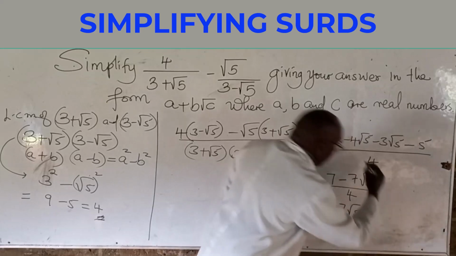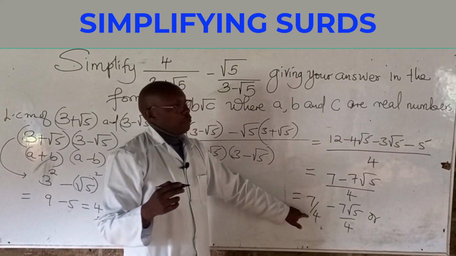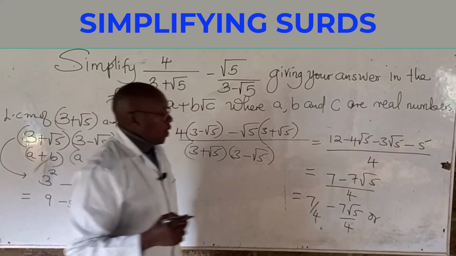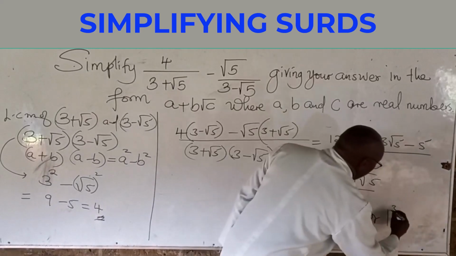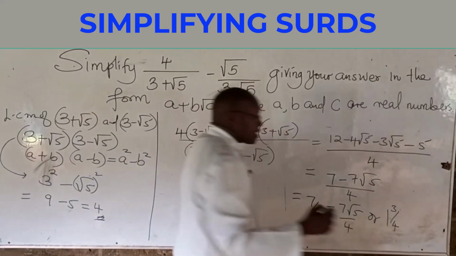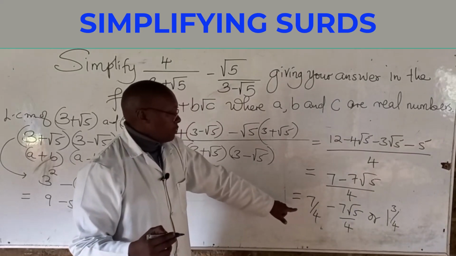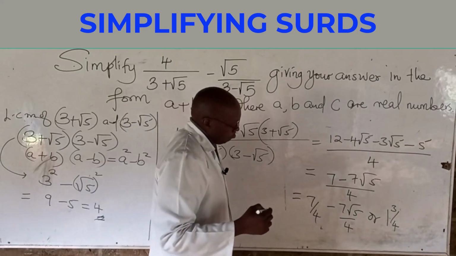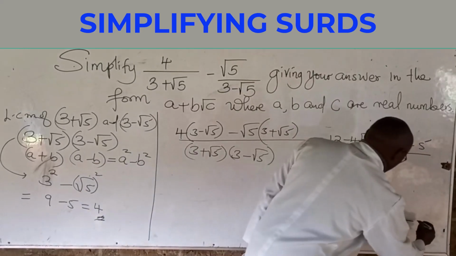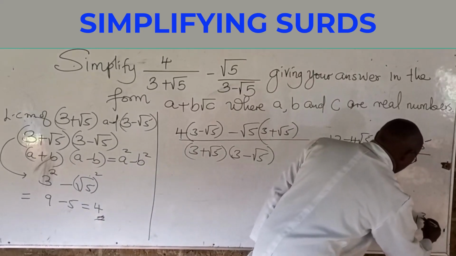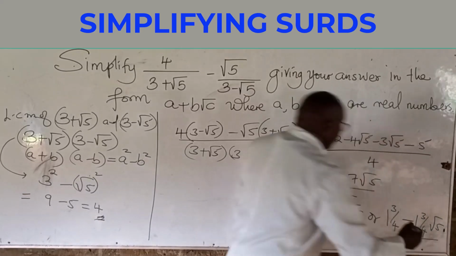Or you can simply write it as 7 divided by 4 is 1 and 3 quarters, as real numbers, 1 and 3 quarters, subtract 1 and 3 quarters root of 5. So you can leave it like that.